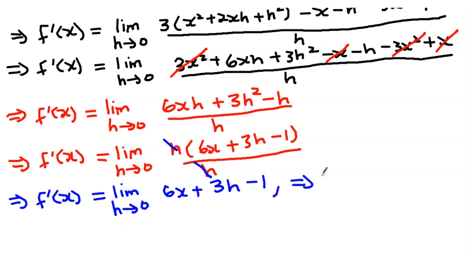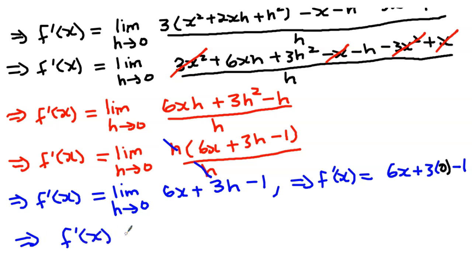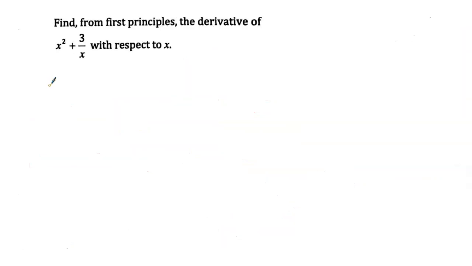So here the derivative is equal to 6x plus 3 times 0, since h is turning into 0, minus 1. And if that is the case, this implies that we got the derivative. By using the first principle, we got 6x minus 1 as our final answer. Alright, so we have our second question here coming from 2012 WASSCE.